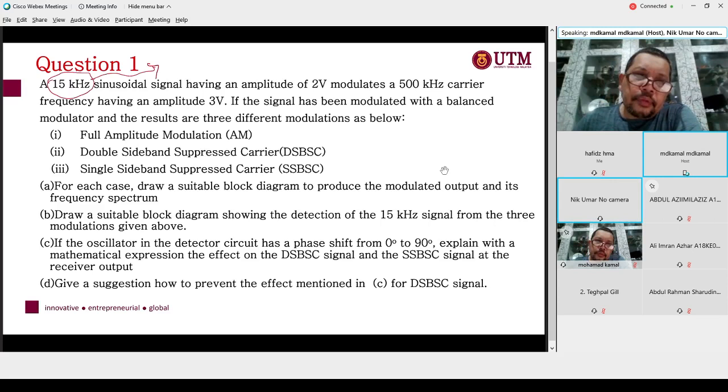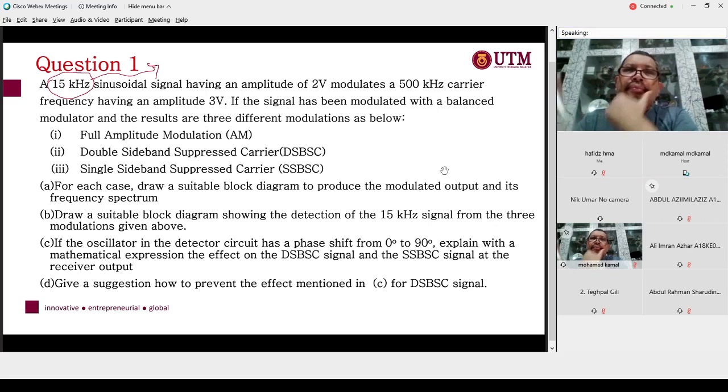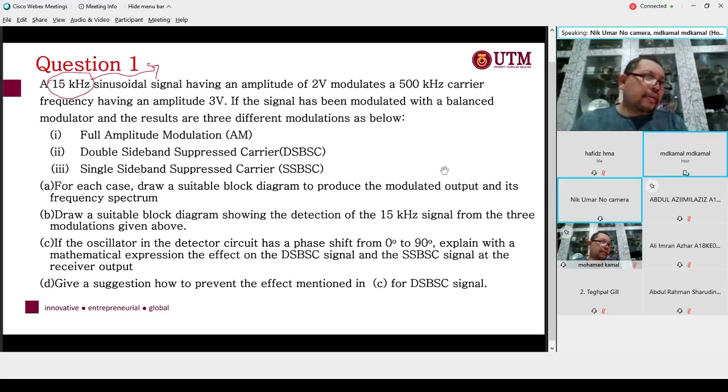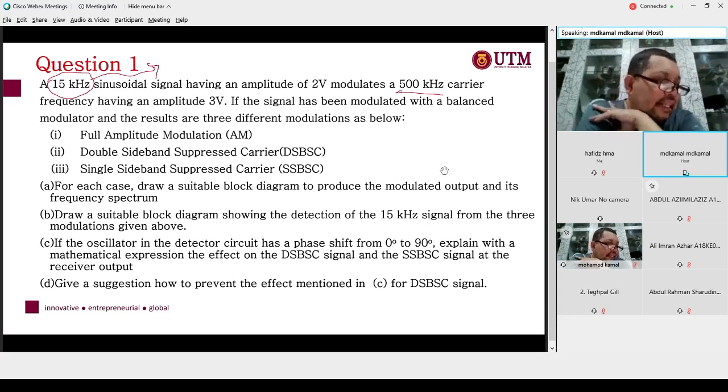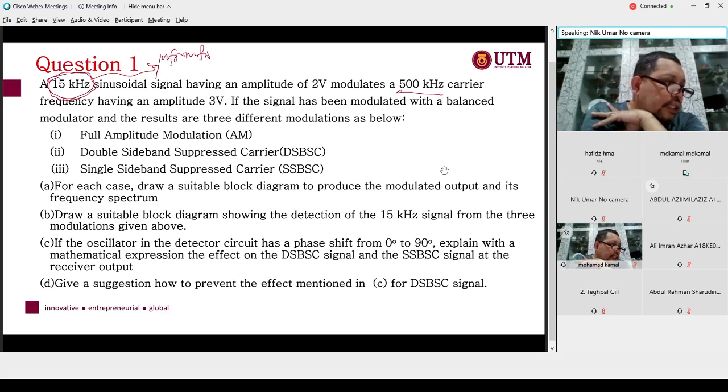Carrier. Okay, is it carrier? Yeah, carrier. But I put it here, carrier 500 kilohertz. How come that carrier? There are 2 carriers here. If you look at this frequency, usually this is the information. So this is the low frequency, or sometimes we call it the modulating signal.